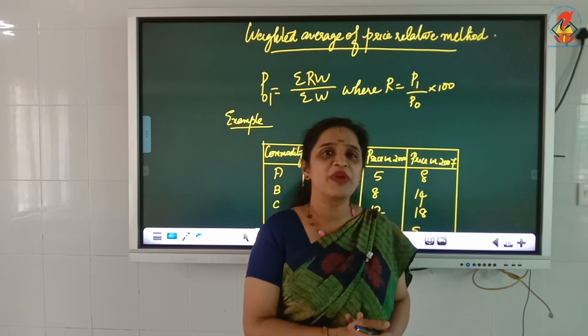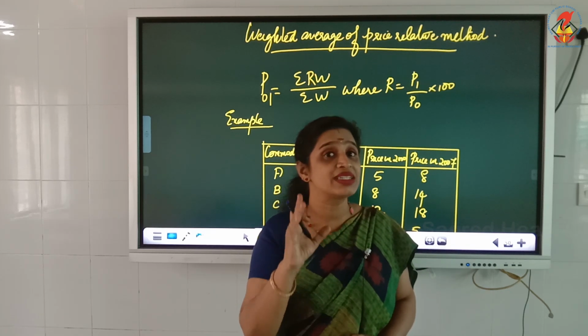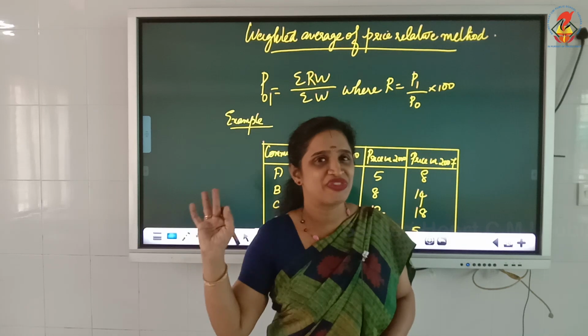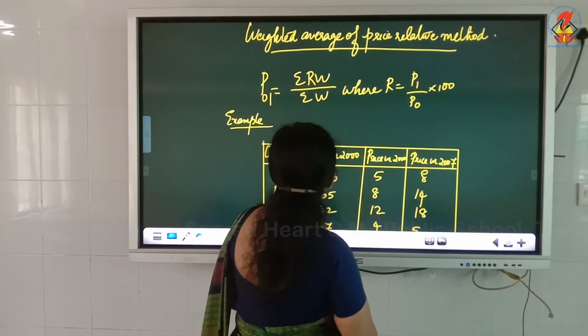Then we have to multiply it with weight, because the name itself makes it clear: weighted average of price relative method, weight is included. Now let us see what the procedure for the same is.